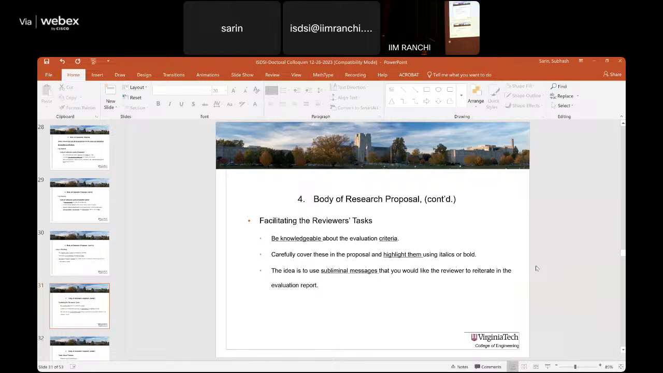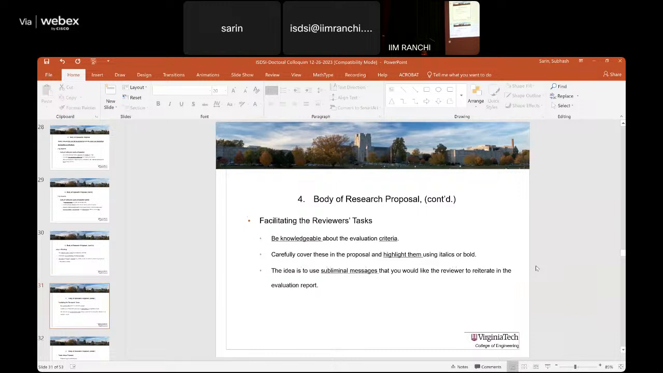And this is also a very subtle thing, actually: facilitating the reviewer's task by being knowledgeable about the evaluation criteria. You can carefully cover those criteria in the proposal itself, highlight them, so that the reviewer knows they're looking for those kinds of things. If you have provided those ideas in the proposal already, it'll be easy for them to read them and say, oh, this is the kind of proposal there is, and therefore give you a good ranking as well.